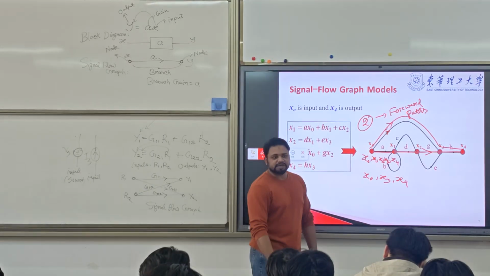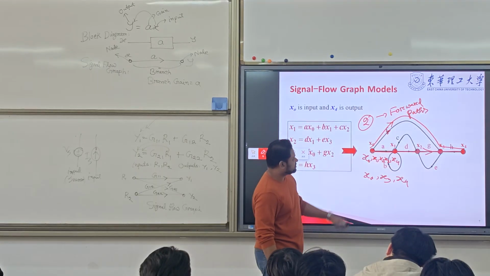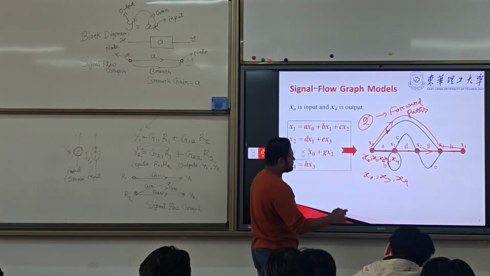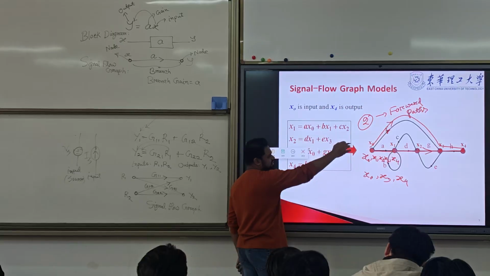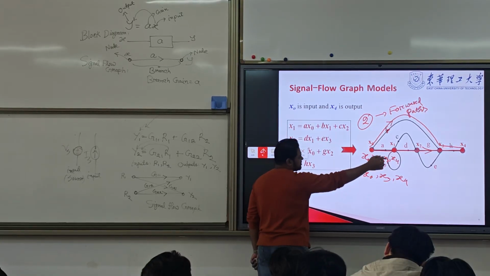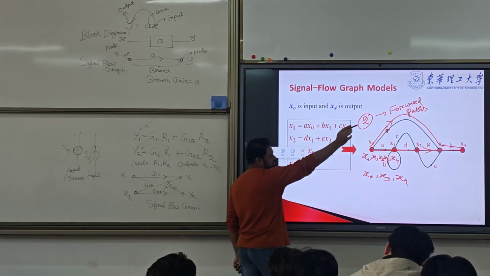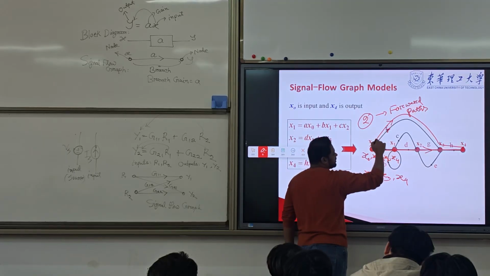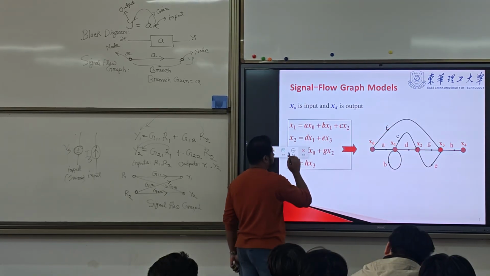Now, how do you measure the gain for this? We will talk about the gain later. Let's see about the forward path. These are the forward paths. Two forward paths in this example. One is the normal one, and there is another one.